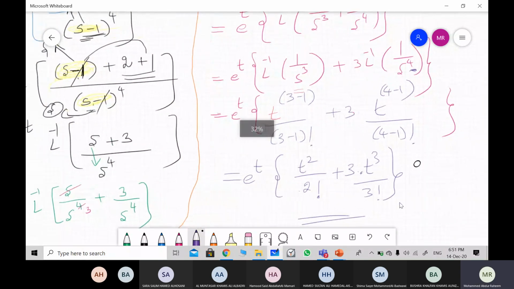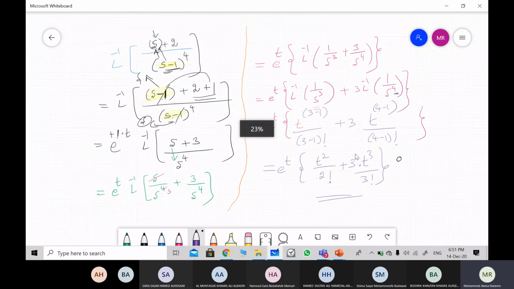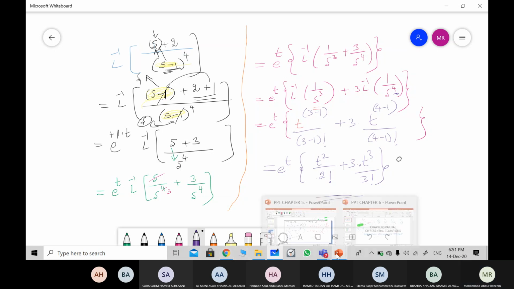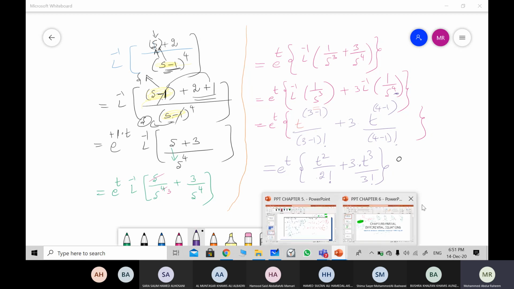Like this. Clear? I repeated this question. Why? Because if you understand this question, that means you understand almost Laplace transform, we can say. This is the heart of Laplace transform. Of course, other things you can watch there.